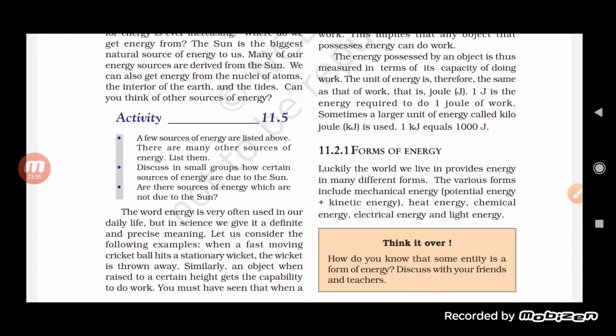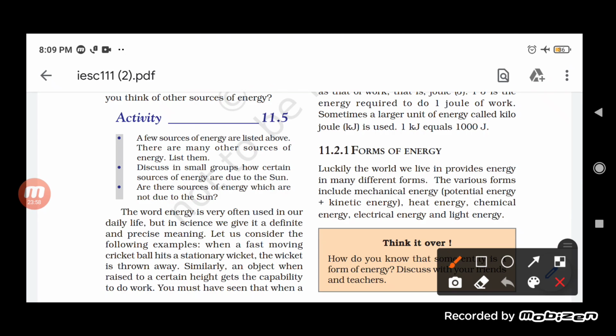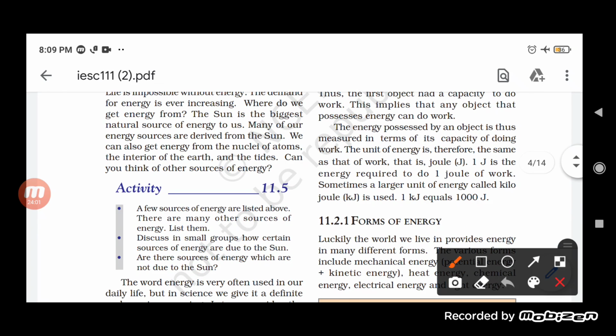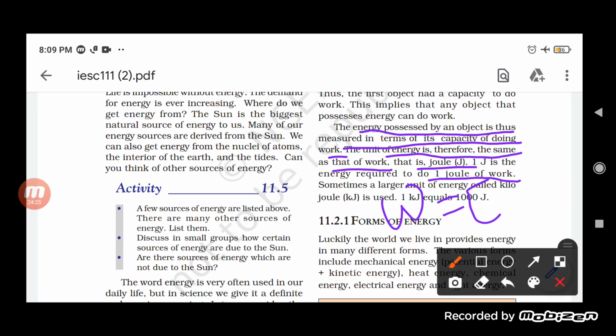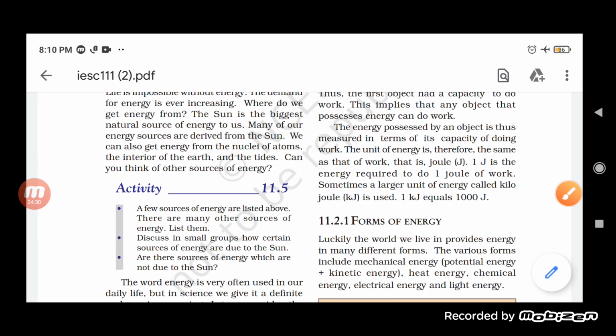By this we have understood one thing. As you can see, it is written that the energy possessed by an object is measured in terms of its capacity of doing work. The unit of energy is the same as that of work, and it is represented by the joule. Joule is the energy required to do one joule of work. So the work we do is actually equal to energy. That is why work is represented in joule and energy is also represented in joule. Whatever capacity we need in order to complete any work, we call that energy.